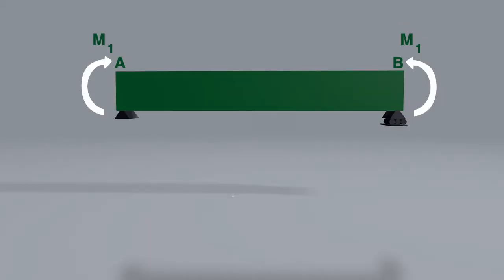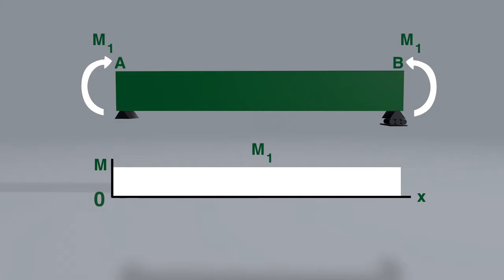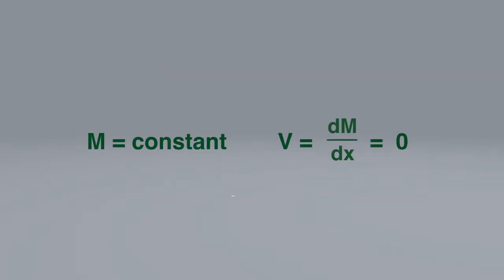Let's take a look at another beam. This is what we call uniform bending in a simply supported beam. Drawing the moment diagram, we can clearly see that the internal moment is constant from one end of the beam to the other. The beam is said to be in pure bending. What this means is, since moment is equal to a constant, shear force will of course be equal to 0.